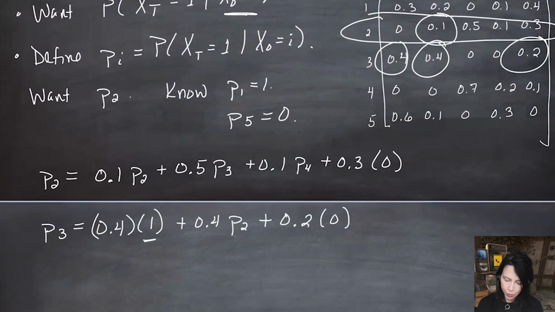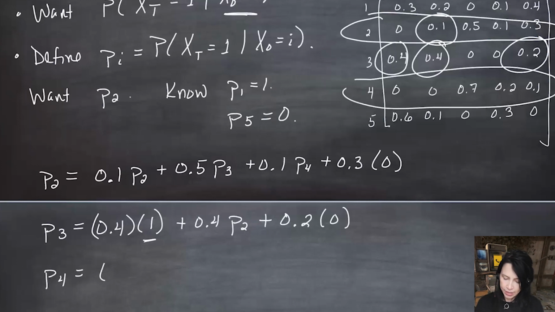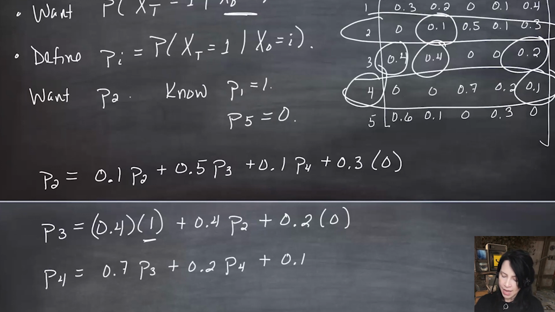And we're going to need one more, P4. So looking at the 4 row with probability 0.7, we go to state 3, and now I want the probability starting from state 3. With probability 0.2, we go to state 4. So now I want the probability starting from 4. And with probability 0.1, we go from 4 to 5, and it's over. The probability we have ended at 1 is 0 because we have ended at 5.